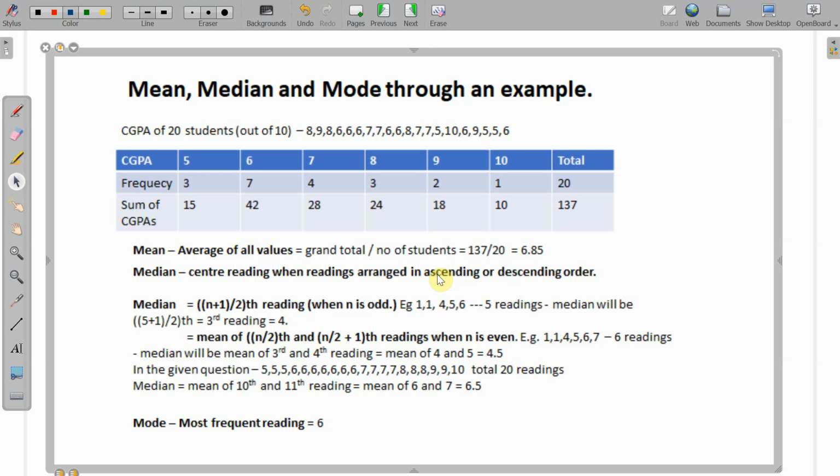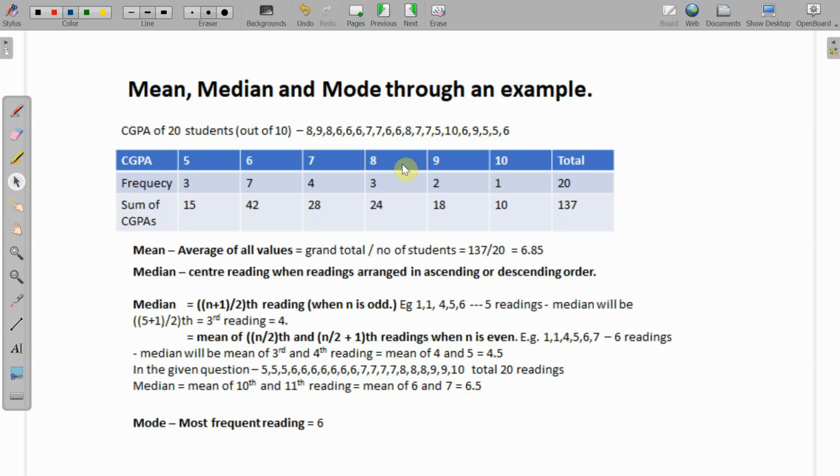Hi students, today we'll see how we can solve mean, median and mode based questions through a simple example. I've given you a list of CGPA of 20 students. The CGPA is out of 10, and the CGPA is like 8, 9. So basically this is the list of CGPA that we have.